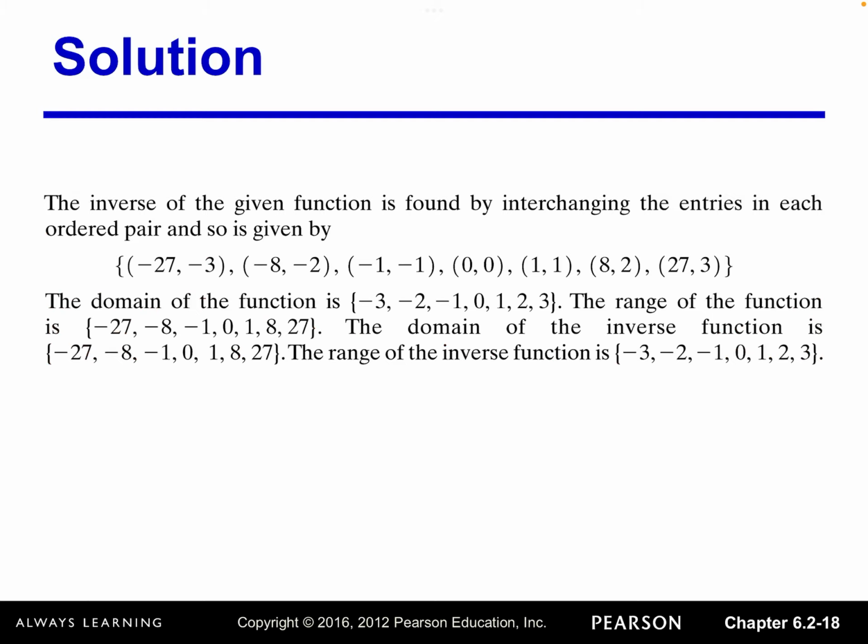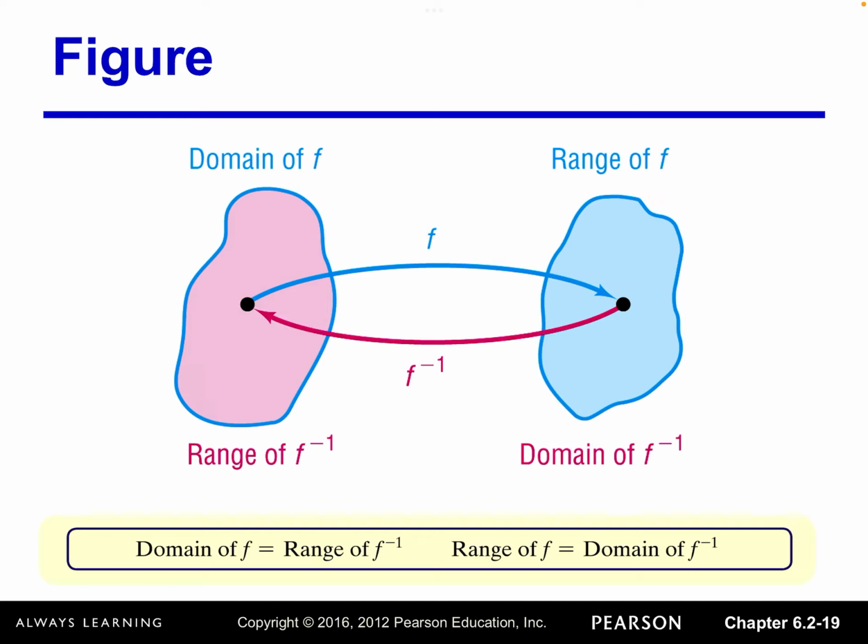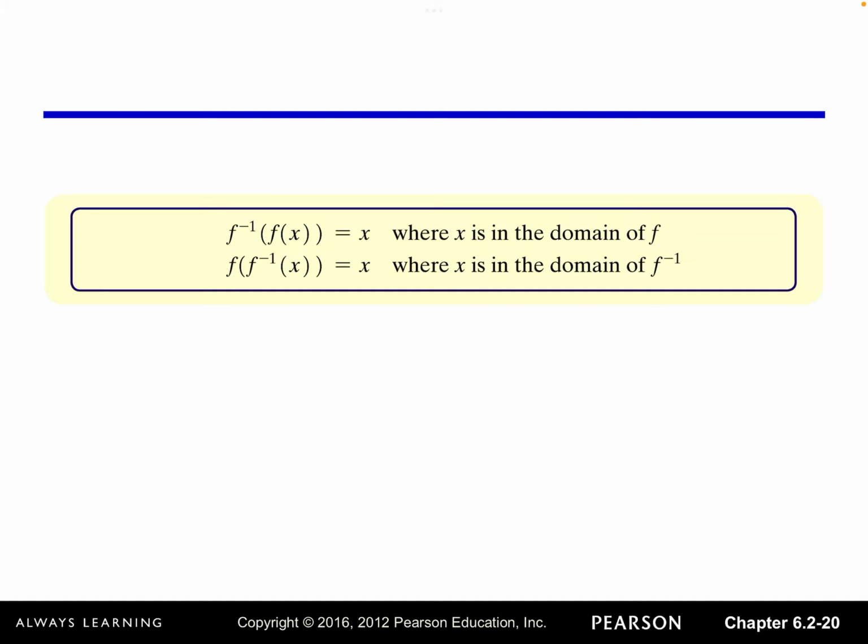That's the solution. And what if you're given a map? It's the same thing: you just switch the x and y columns, switch the two columns. Then the domain of the original function becomes the range of its inverse, and the range of the original function becomes the domain of the inverse. Still the same concept: x and y swap.